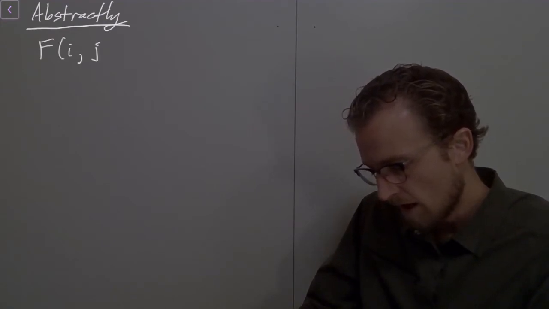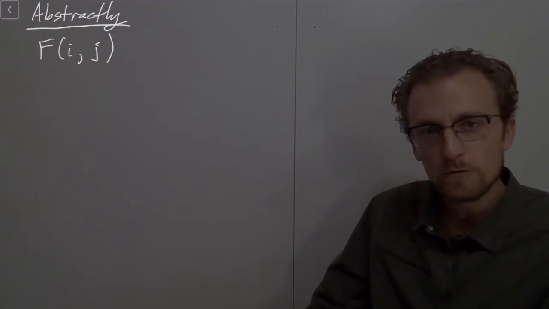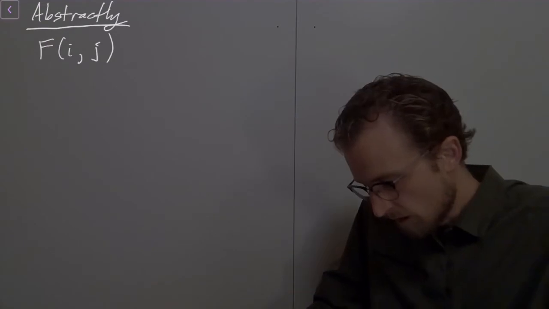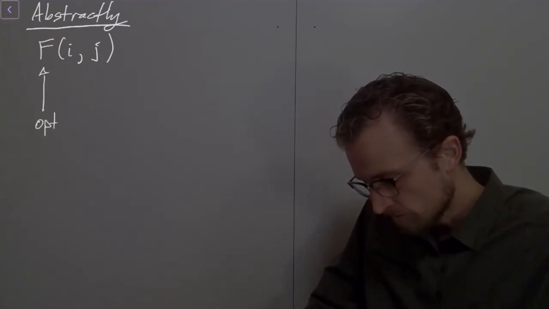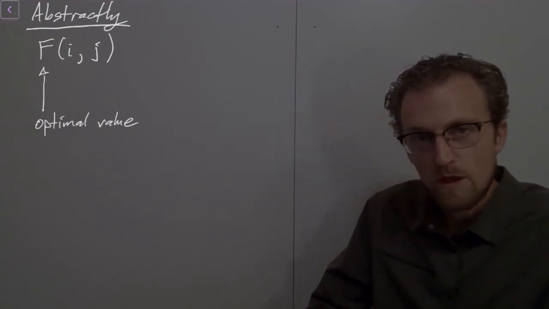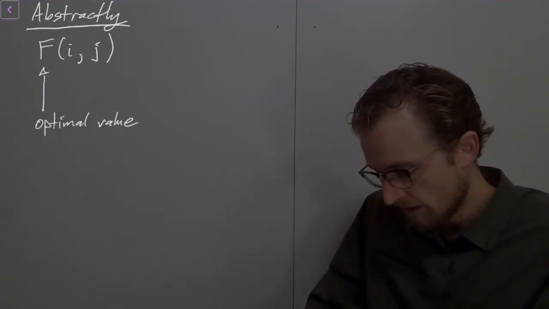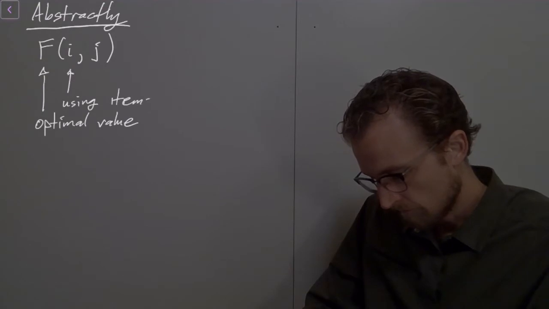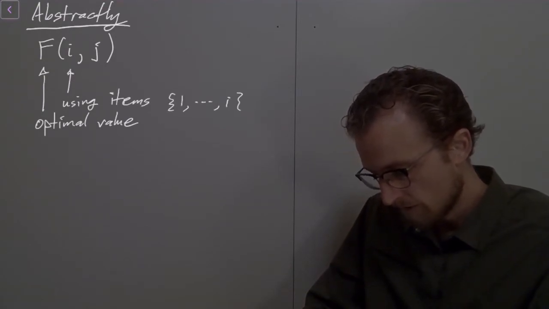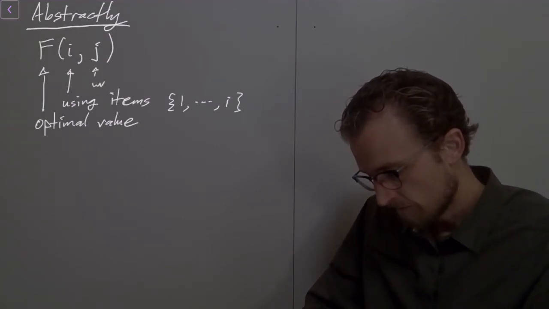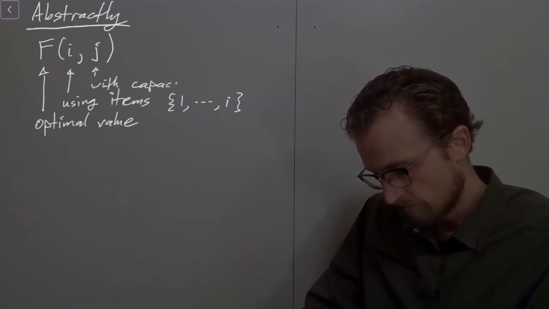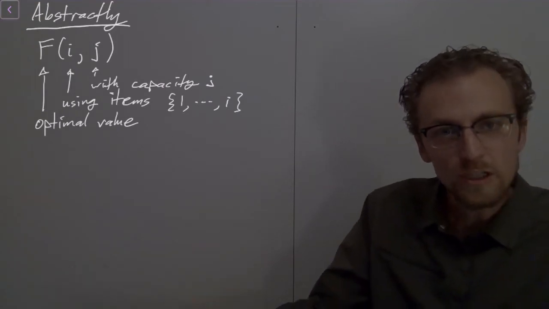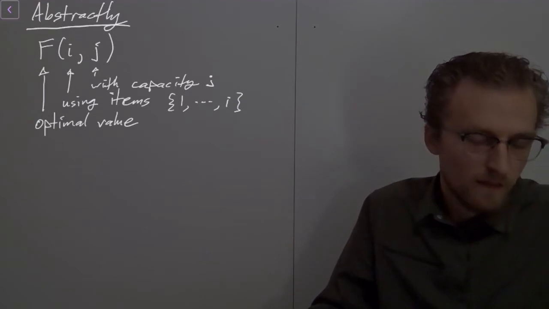I'm going to define this function, f of i and j, as the optimal value of a knapsack instance that uses items 1 through i and has capacity j. So this is the optimal value, the maximum value of items that you can cram into a subset using items 1 all the way up to i with capacity j. The first argument is the highest index item that we're allowed to use, and the second argument is the actual capacity of the knapsack.